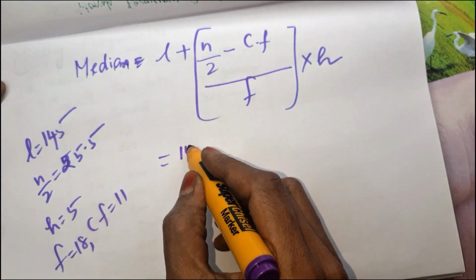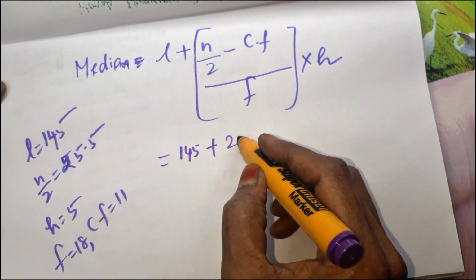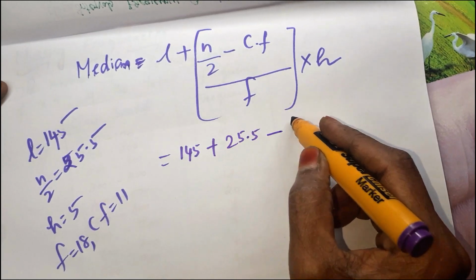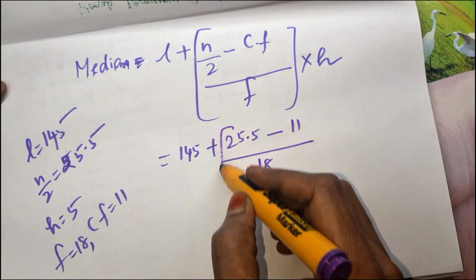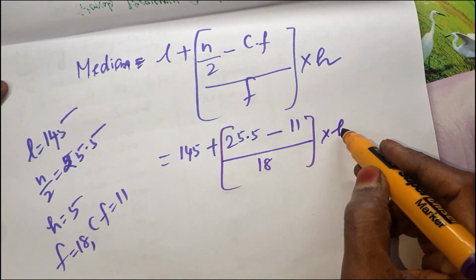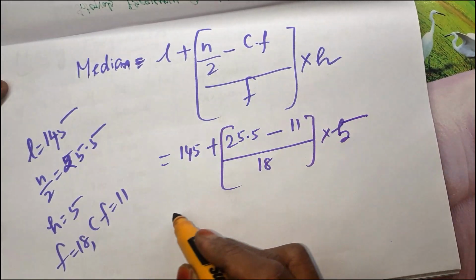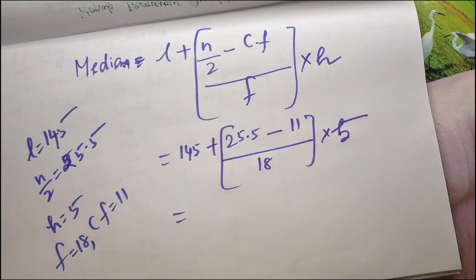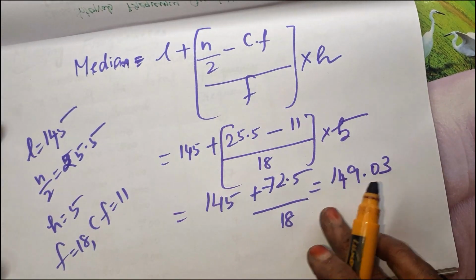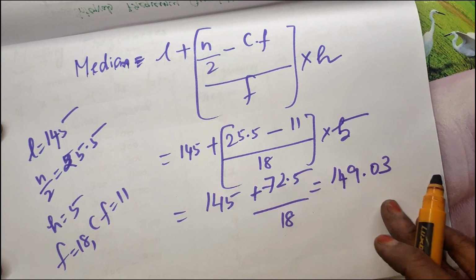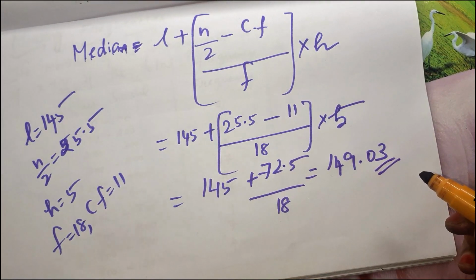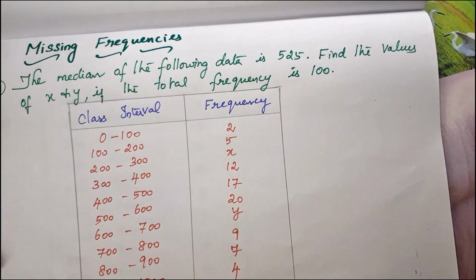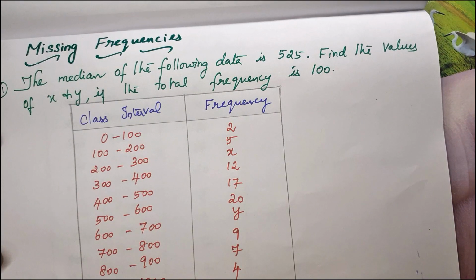So these are the values which we are going to substitute in the formula. So 145 plus n by 2, which is 25.5, minus CF, which is 11, by F. What is F? 18, into H, which is 5. So on simplifying this, the final answer we are getting is 149.03. At least 2 decimals we can take. Is it clear?